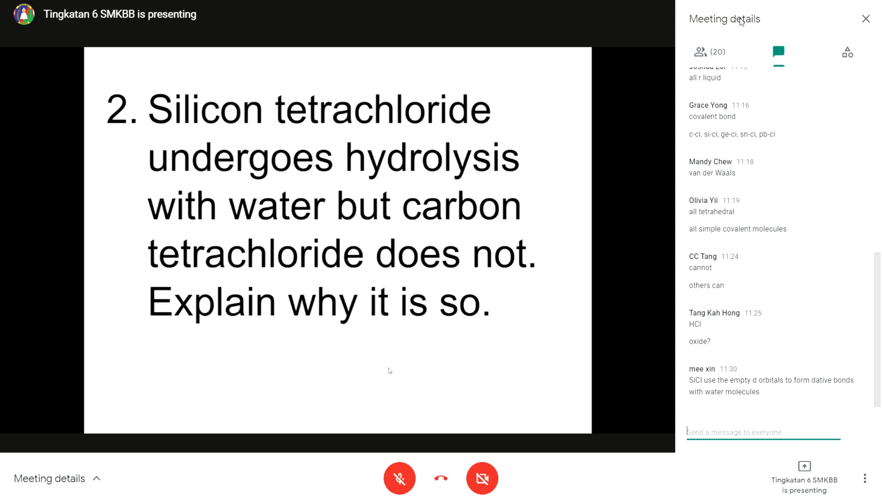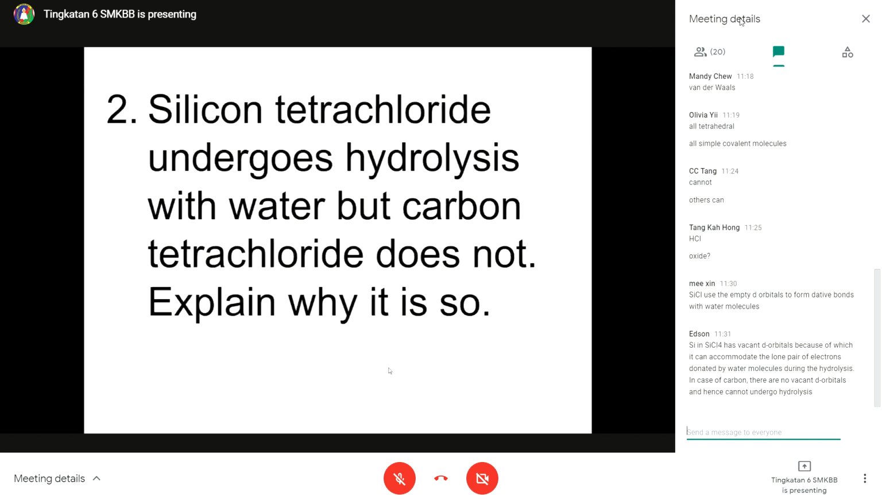I mean silicon tetrachloride, SiCl4. No, not SiCl4, the way you write it, it is Si. Use the empty orbitals to form dative bonds with water molecules. Get that? Not SiCl, it's Si, because Si has empty d orbitals. So water has a lone pair, so it will donate the lone pair and share it with Si.